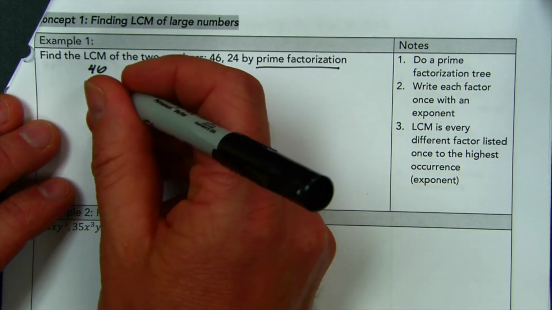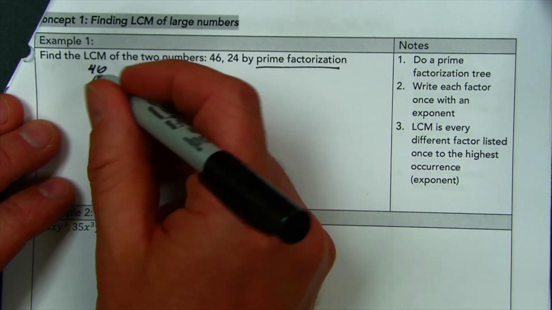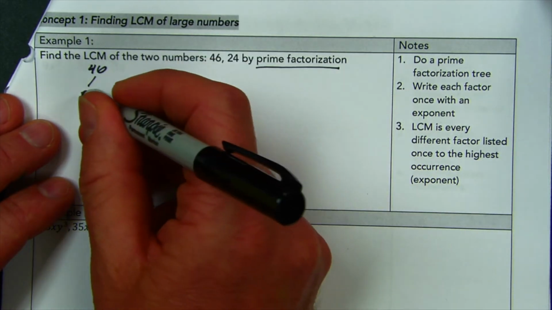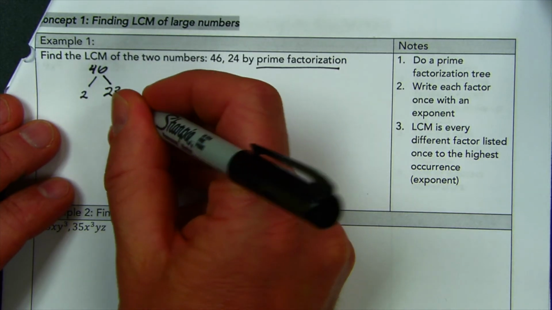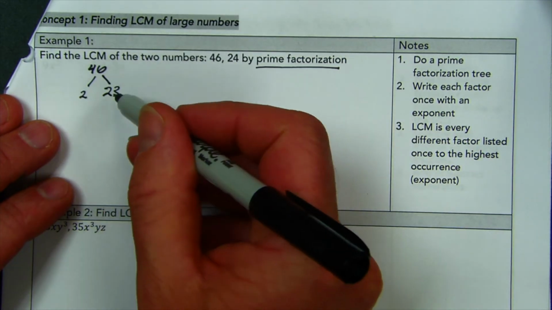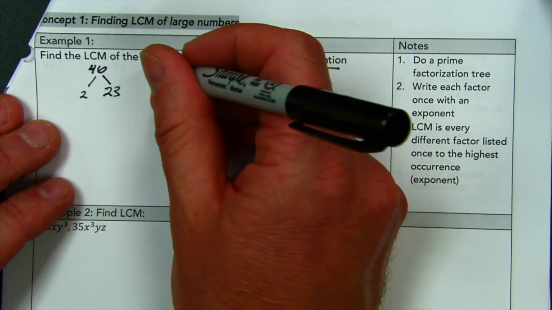So let's break it up into primes. When I see an even number, I like to break it up into 2. And let's see, we got 2 times 23. And can we keep going? Well, 2 is prime, 23, boom, also prime, done. Let's move on to 24.